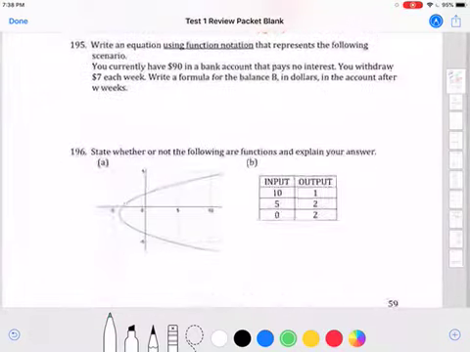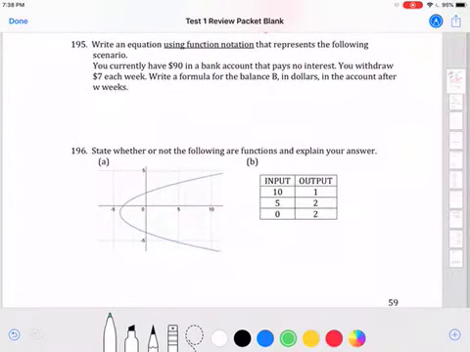All right, moving on to 195. Write the equation using function notation that represents the following scenario. So writing out an equation using a word problem. You currently have $90 in a bank account that pays no interest. You withdraw $7 each week. Write a formula for the balance B in dollars in the account after W weeks.